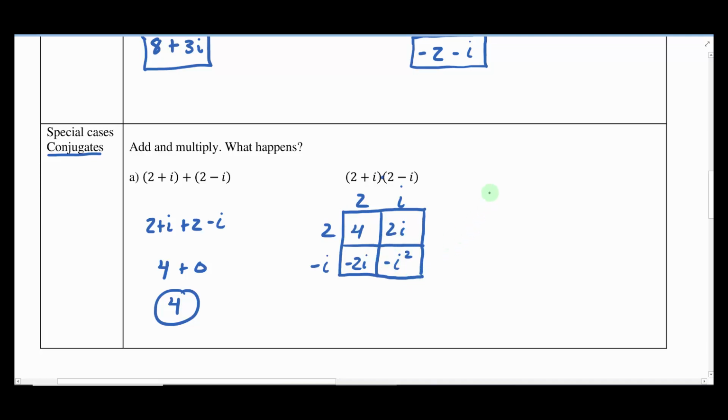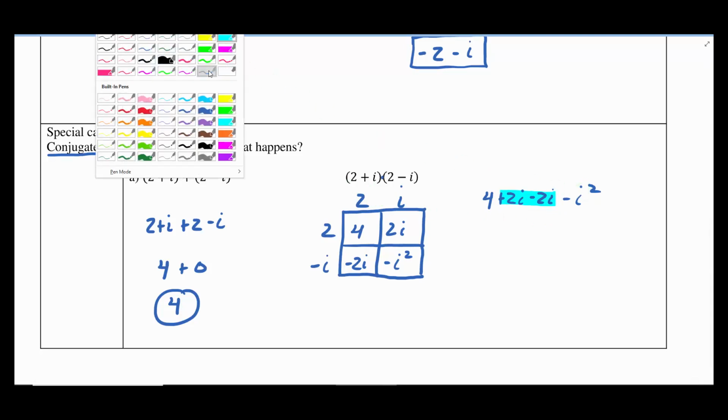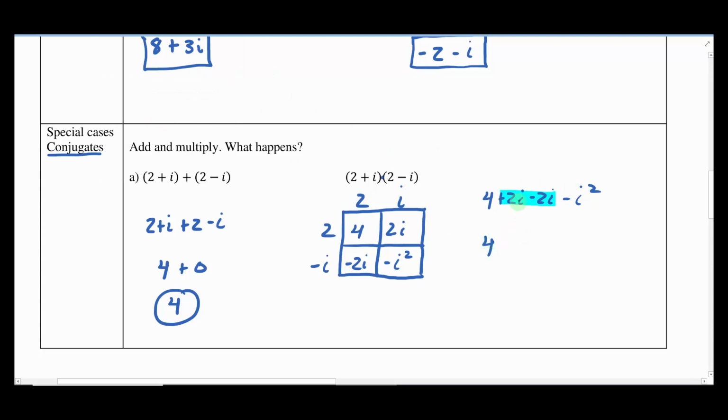We just have to add them together, and I'll do that over here. So I got 4 plus 2i minus 2i minus i squared. Combine like terms. Remember our like terms right here: I have two things with an i in it. i and i squared are not the same thing, so don't try to combine those. So we're going to say 4, and then 2i minus 2i is just 0, so 4 plus 0 minus i squared. 4 plus 0 is just 4, so we got 4 minus i squared.